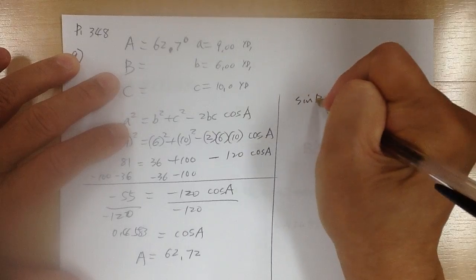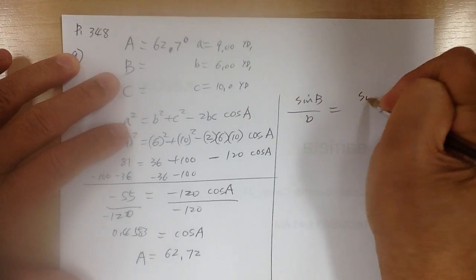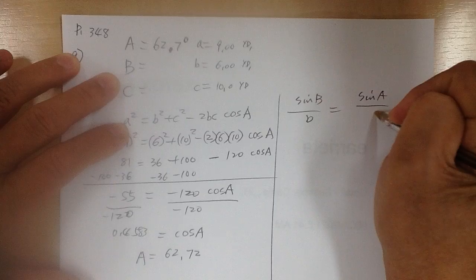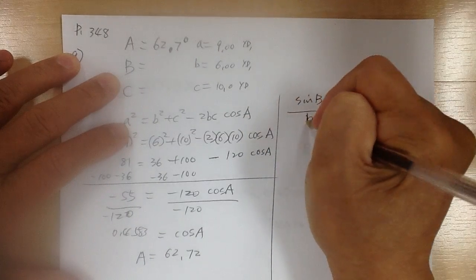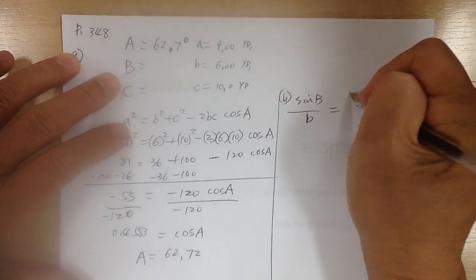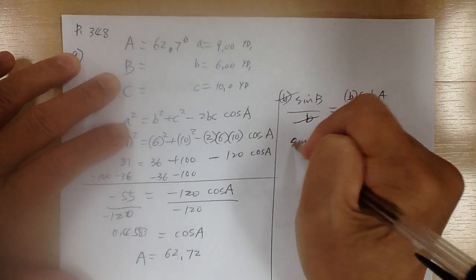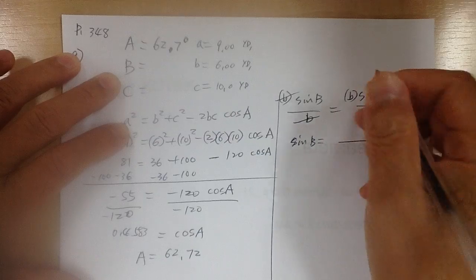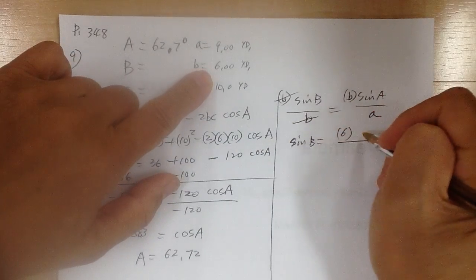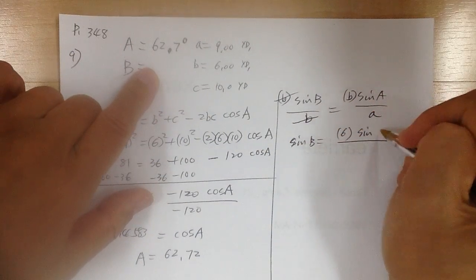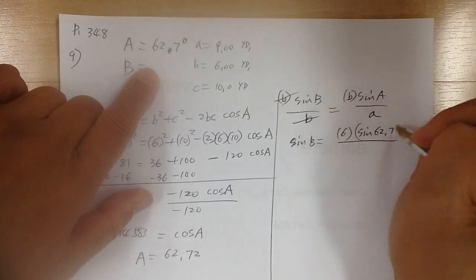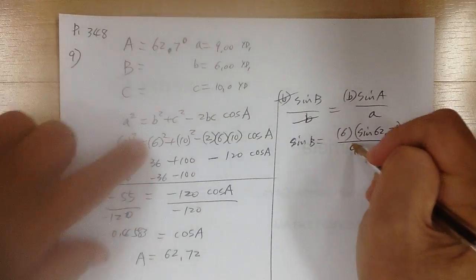Okay, so sine B over B equals sine A over A. So multiply both sides by B. Okay, so sine B equals 6 times sine of 62.7 degrees over A.